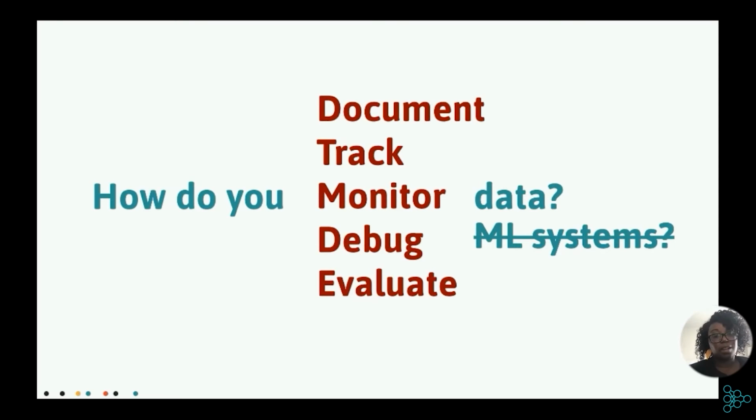So the questions are, how do you debug data? How do you test it? How do you monitor it? How do you document it? Every engineer who's been working with a machine learning application has to improvise their own way of getting at least some of these values. And it's probably an ad hoc process even now.